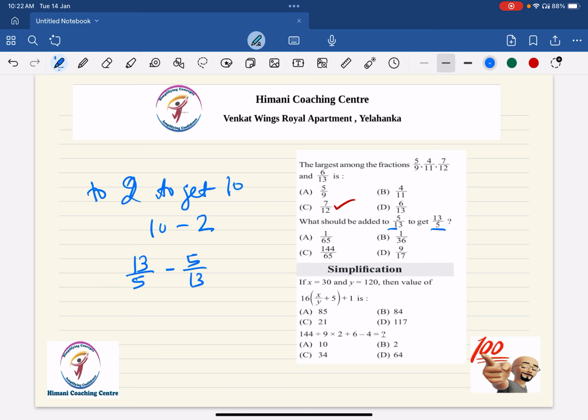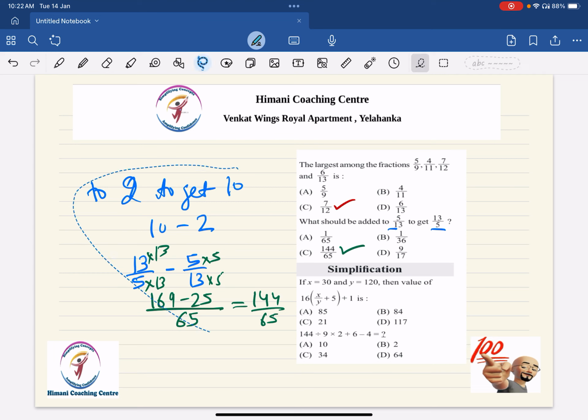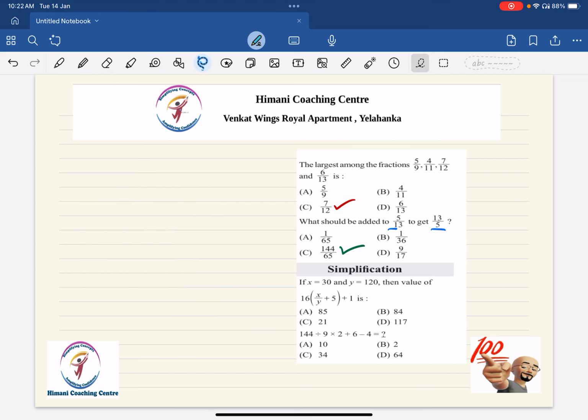Now 5 and 13 both are prime, so the LCM is going to be 65 only. So multiply this with 13, this with 13, this with 5, this with 5. So the denominator would be 13 times 5, 65. 13 square is 169 minus 25. So you get 144 by 65. Student, another important thing is you should know the squares till 20 by heart, and cubes at least till 10. This will help you do the calculation faster.